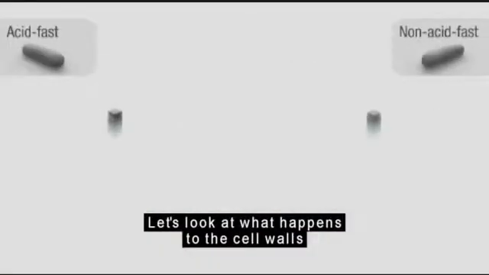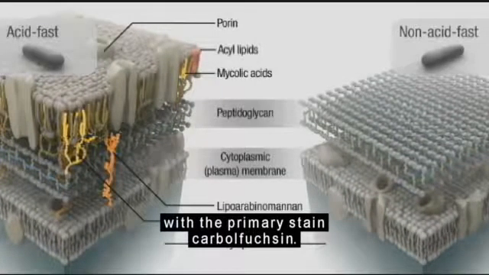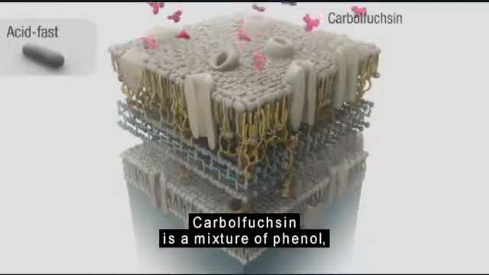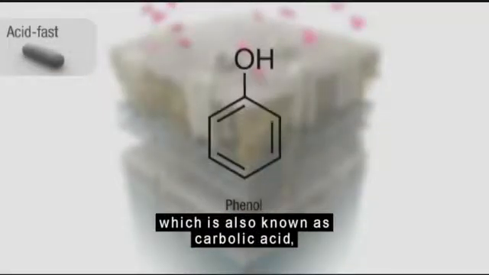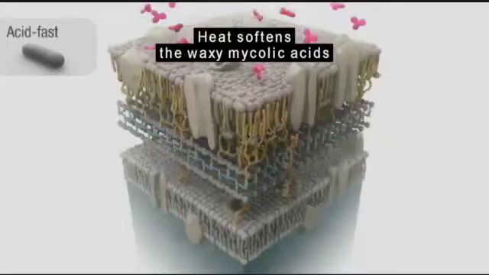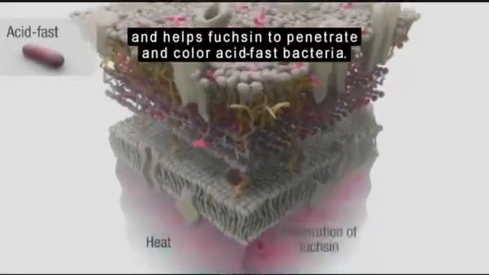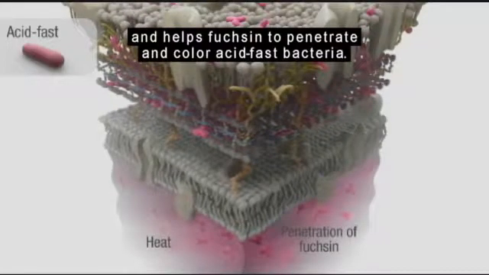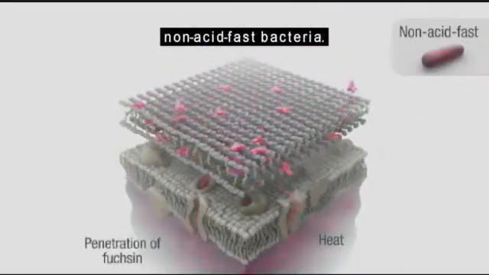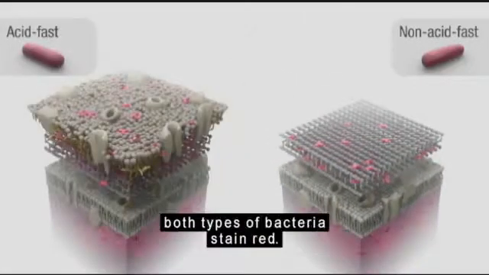Let's look at what happens to the cell walls at the molecular level when the smear is heated with the primary stain carbolfuchsin. Carbolfuchsin is a mixture of phenol, which is also known as carbolic acid, and an assortment of red chemicals called fuchsin. Heat softens the waxy mycolic acids of an acid-fast cell wall and helps fuchsin to penetrate and color acid-fast bacteria. Fuchsin also penetrates and colors non-acid-fast bacteria. At this step in the protocol, both types of bacteria stain red.